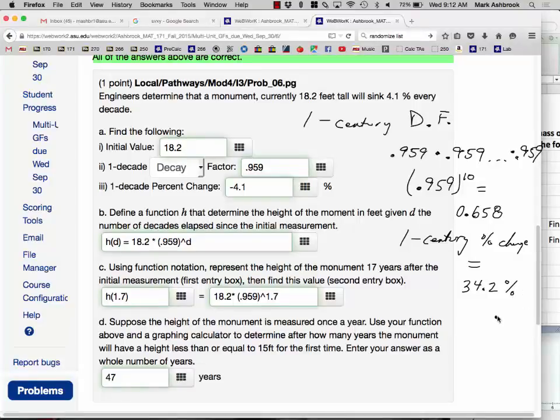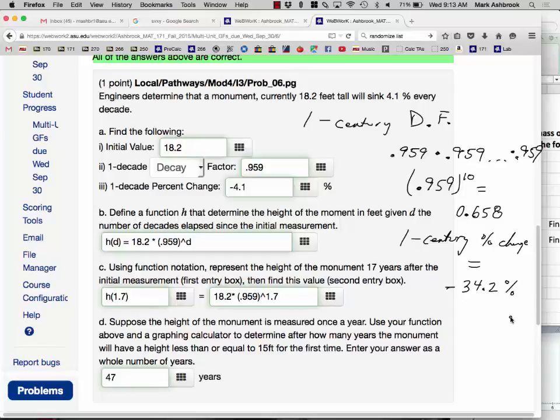Agree with that? Percent change is negative. If you said percent decrease, it would be positive. But if you say percent change, you've got to have the negative on there. That's important. If you say percent decrease, you're assuming it's a decrease, so you can report it as a positive value. But the percent change, how much it changes, is negative 34.2% every century.